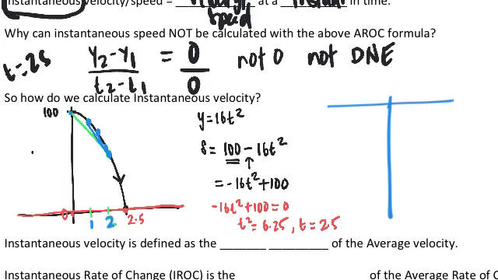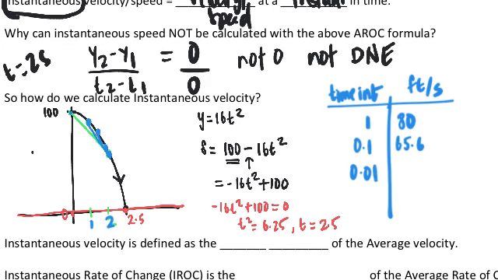If I go from 1 to 2, then I'm going over a total time of 1 second to the left of 2, right? And I get that my average speed would be 80 feet per second. If I go from 1.9 to 2.1 seconds, then I get that my average speed is 65.6 feet per second. This is in feet per second, and this is the time interval that I'm using for my average calculation. So I'm calculating my average over smaller and smaller time intervals.